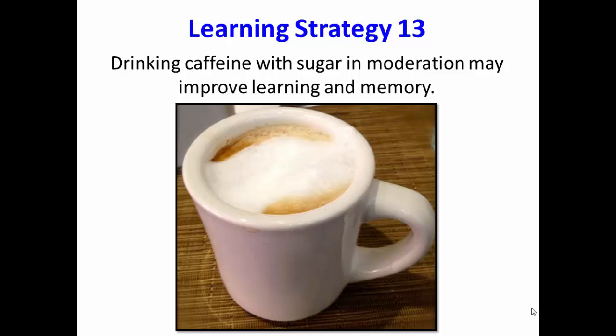These effects were not seen when either substance was consumed individually. Try drinking a cup of coffee with sugar when you are trying to learn something new and see if this helps you focus your attention and remember things better. If you cannot tolerate caffeine, remember that exercise has similar beneficial effects on learning and memory.